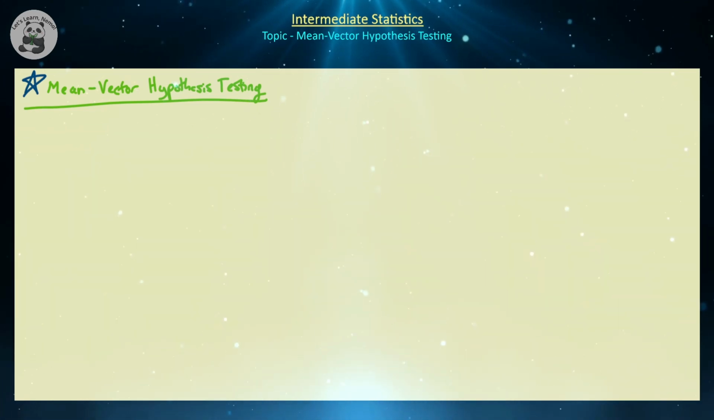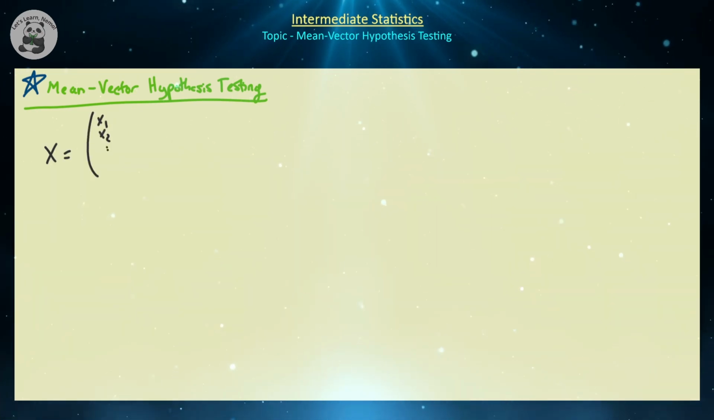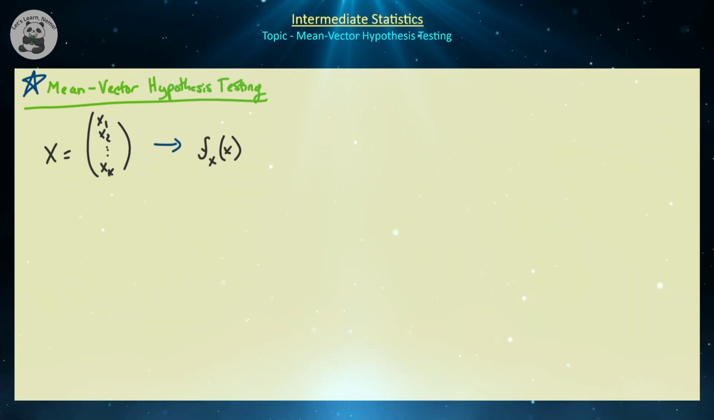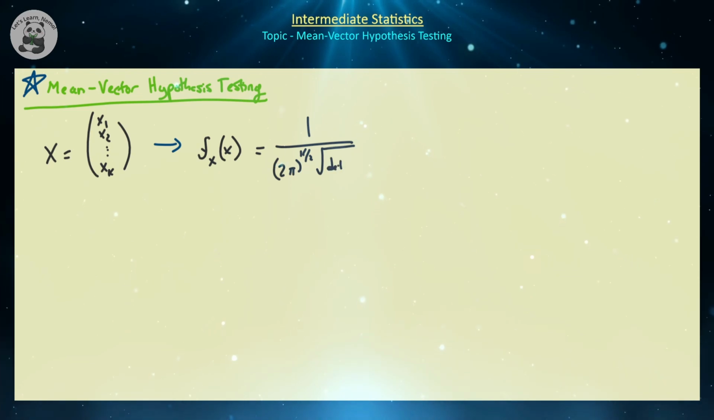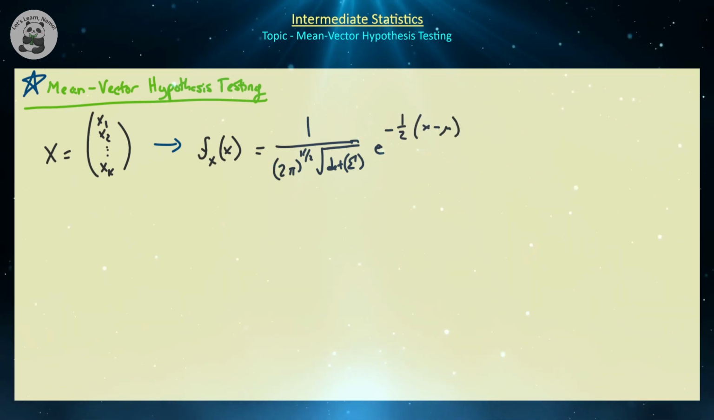So, let's assume that x is a random vector with random variables x1, x2, all the way down to xk, and let's pretend that x follows a multivariate normal distribution. In particular, its probability density function is going to be of the form f_X(x) equals 1 divided by (2 pi)^(k/2) times the square root of the determinant of the associated covariance matrix sigma, times e to the power minus 1/2 (x minus mu) transpose times the inverse of the covariance matrix times (x minus mu).